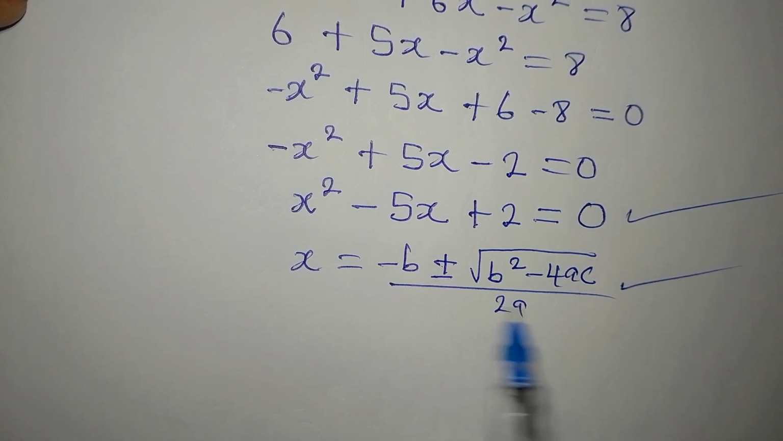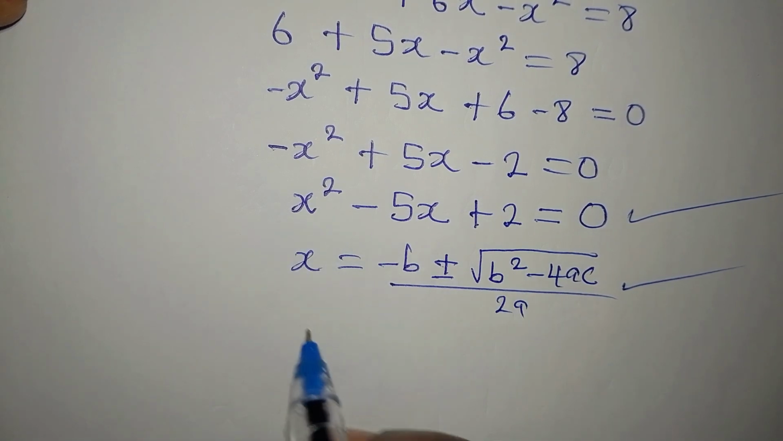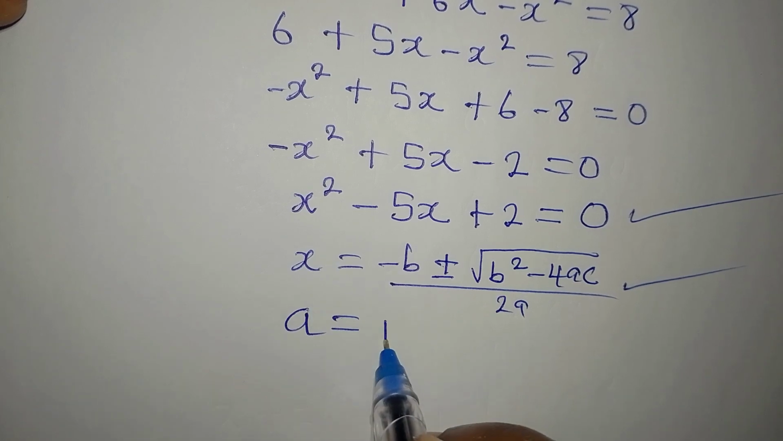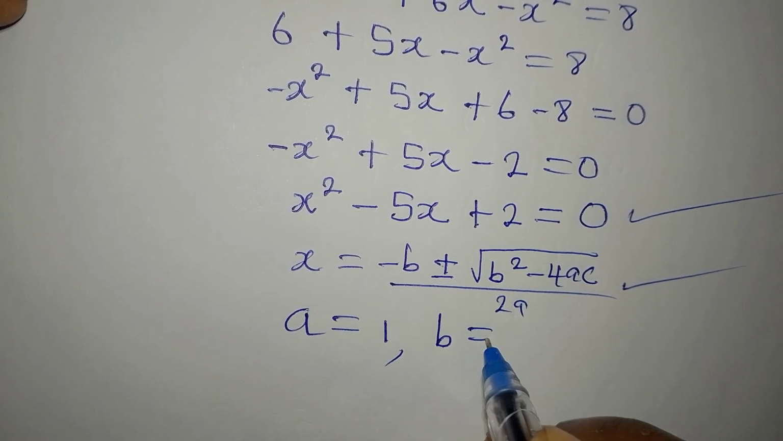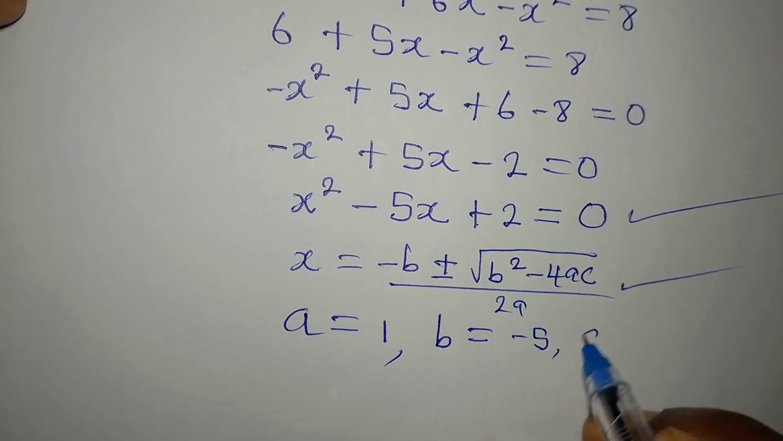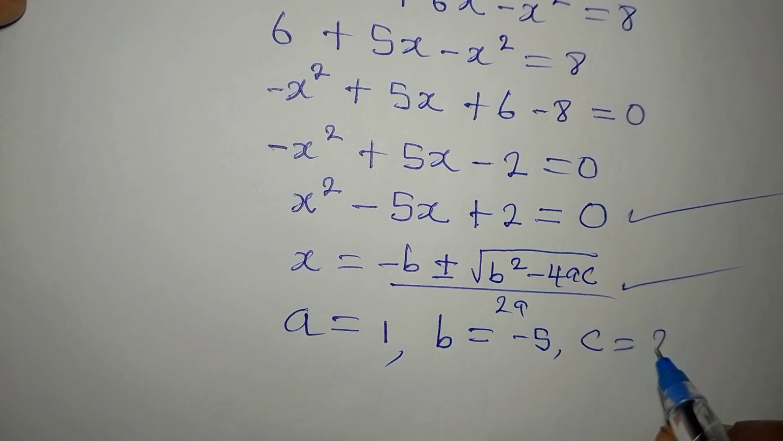Now this is a, right? So what will be our a in this equation? Our a is the coefficient of x squared, 1. Our b is the coefficient of x, which is minus 5. And c is the constant, which is 2.